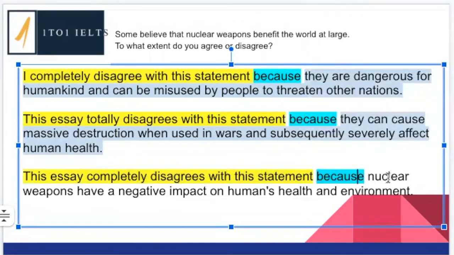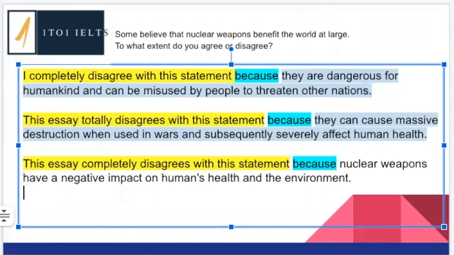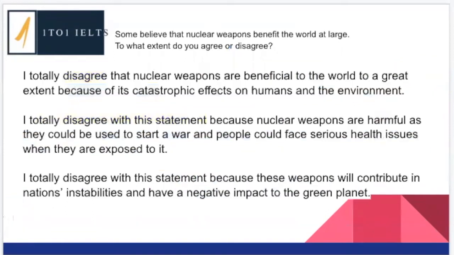On a clause, nuclear weapons have a negative impact on humans' health. And we're saying the environment. Apart from that, looking good. Let me just, okay, so we can see it. So well done. Two clear ideas, environment and human health. Let's move on to our next idea.